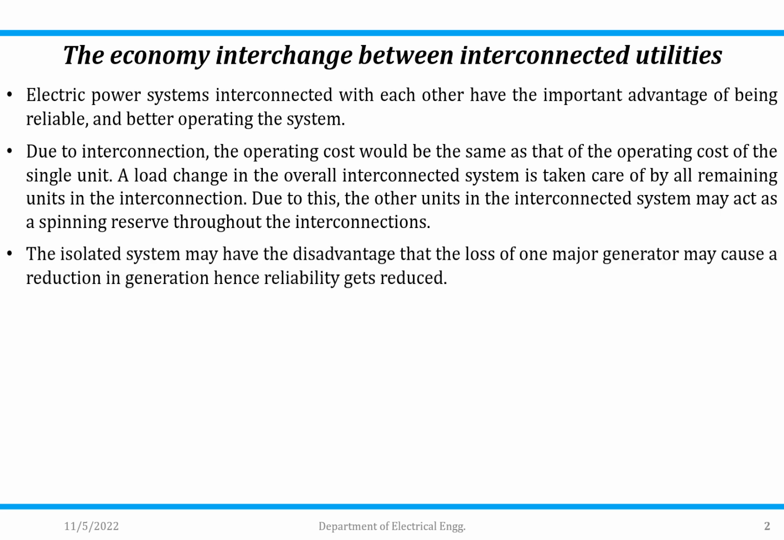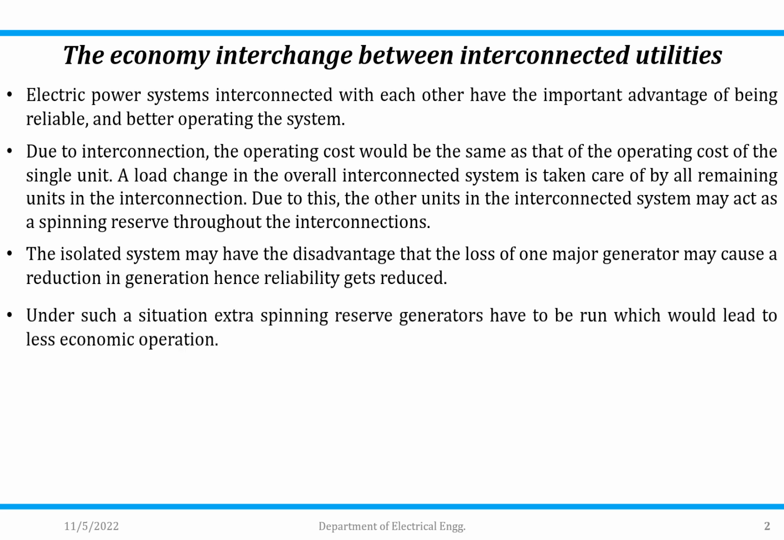The isolated system may have some disadvantages, and what are the disadvantages? That also we have gone through in the previous video lecture. Those who want can check that video session. But the main disadvantage of an isolated system is that if the generator fails to operate, then there is no other power source which will serve the load demand. Therefore, it affects the reliability of the system. Under such a situation, some extra spinning reserve generators have to be run, which would lead to less economic operation.